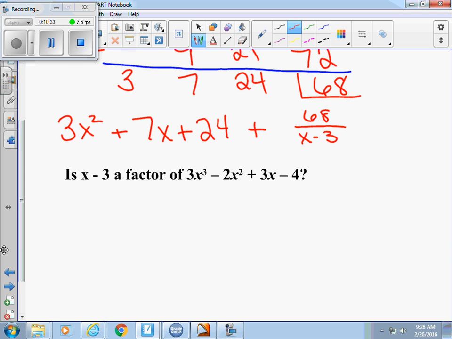If it were a factor, so let's try something that's a factor. So what's a factor of 10? Someone give me one of the factors of 10. 5. What happens if you divide 10 by 5? You get 2. Remainder what? 0. If something is a factor, do you agree there's no remainder? There is a remainder. So is it a factor? No.